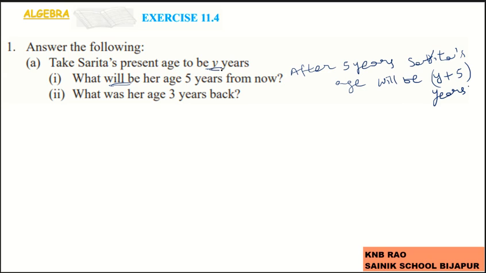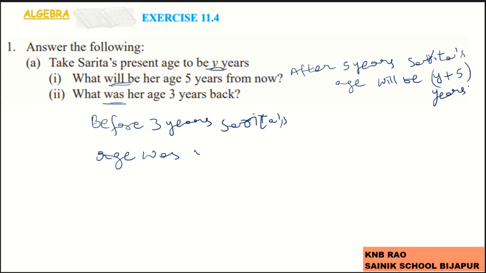Why I said that? They already gave the assumption y as her age. Next, what was the past tense? That means 3 years before, Sarita's age was, from y, that is her age, I have to subtract 3 years. So this is how we write a simple sentence. I am not making any complex sentences, children.